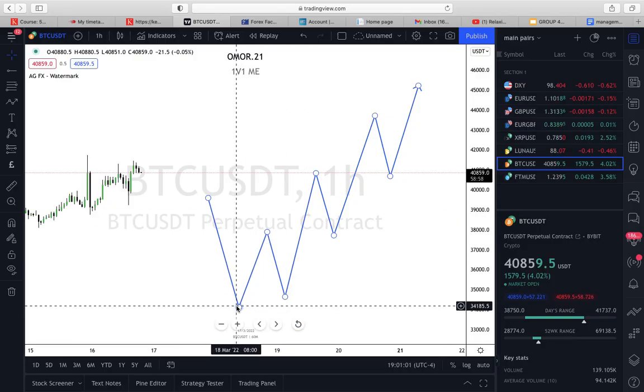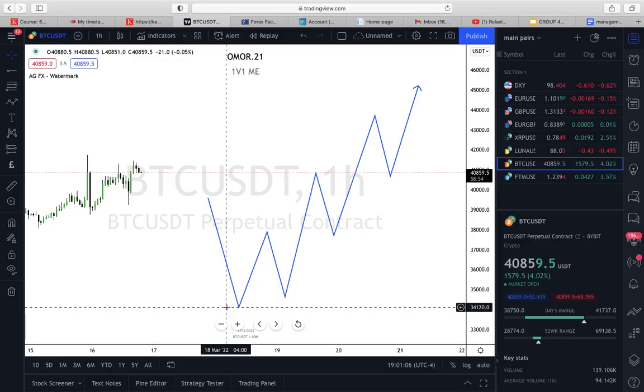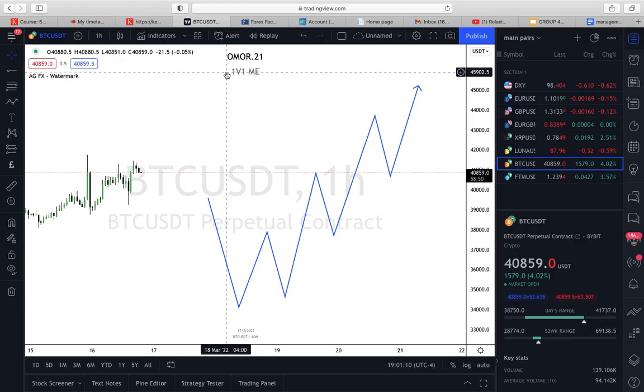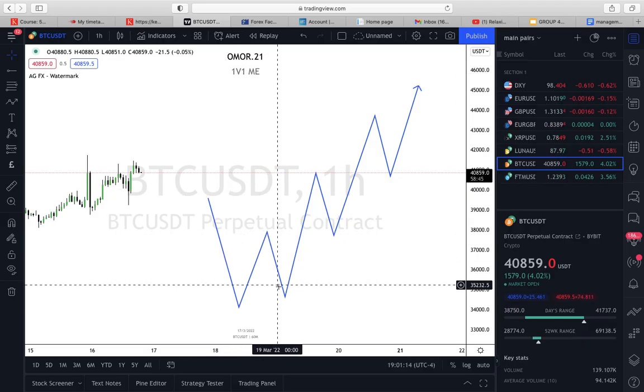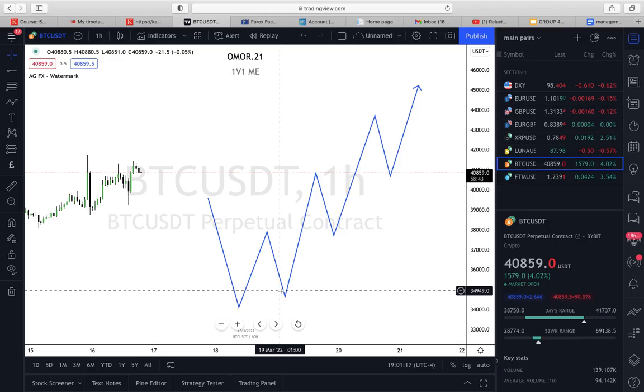You could see these patterns happening and forming at institutional support levels. The bearish scenario may happen at an institutional resistance level. This model is very powerful.